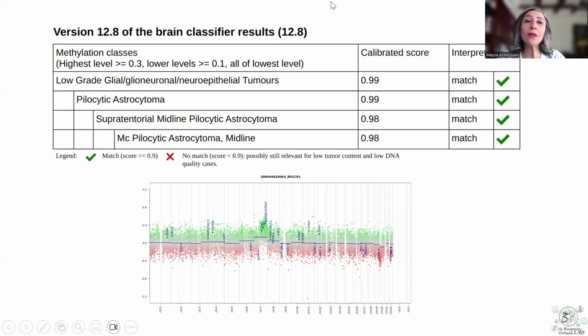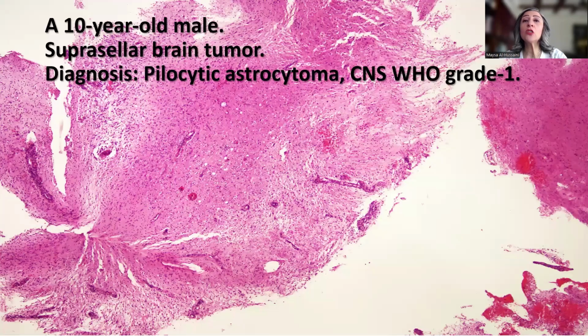Now, what we did also, we did methylation studies on the tumor, and the calibrated score came back as pilocytic astrocytoma, supratentorial midline pilocytic astrocytoma, with a high score, meaning that we're confident of the diagnosis. The copy number variation, interestingly, showed a fusion of KIAA1549 with BRAF, in support that this is a pilocytic astrocytoma rather than an infiltrative astrocytoma or a midline tumor. So the final diagnosis in this case is actually pilocytic astrocytoma, CNS WHO grade 1.